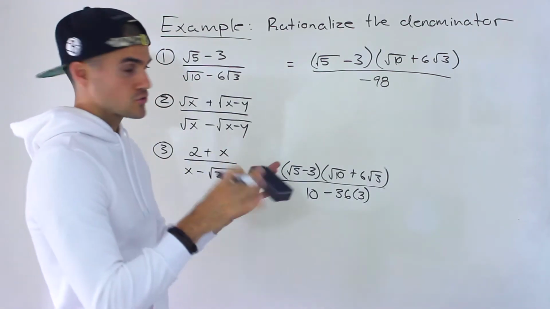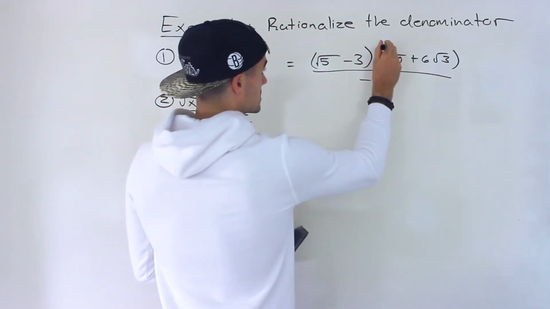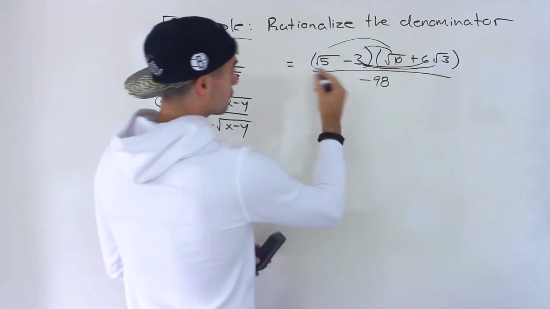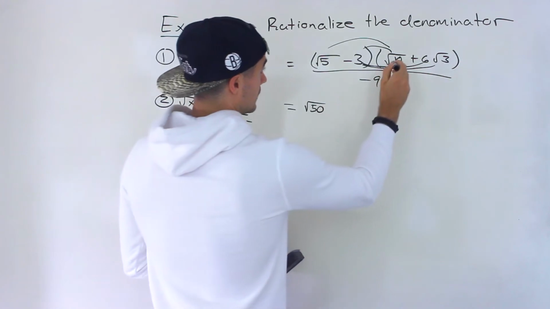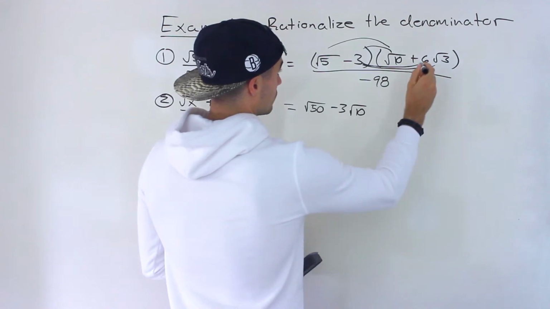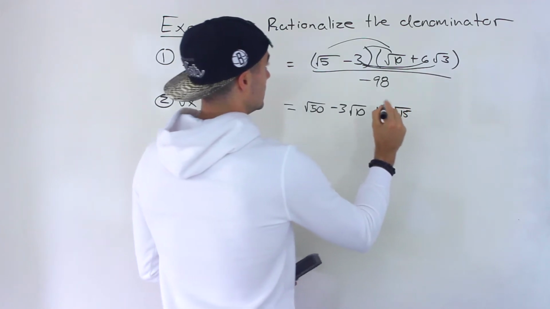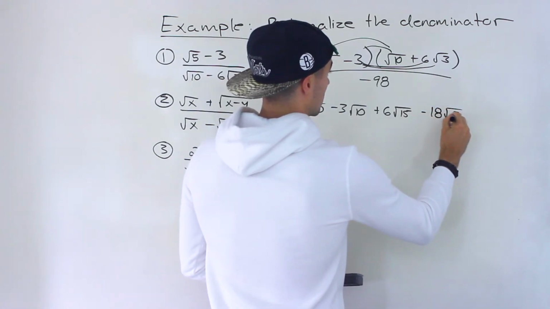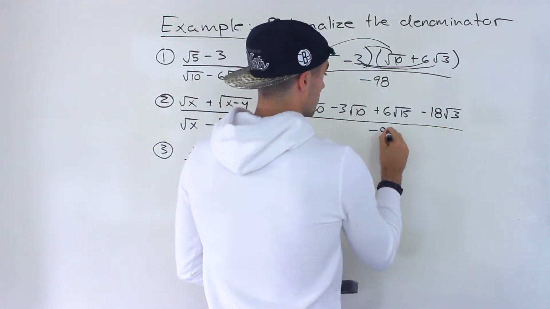Right? So if this is a multiple choice question, this is one format it may be in. But as I mentioned, you always want to expand because you never know if things will simplify further. So we've got to FOIL this out. So root 10 times root 5 would give us root 50. Then root 10 times negative 3 would give us minus 3 root 10. And then we would have 6 root 3 times root 5, which would give us 6 root 15. And then we'd have minus 3 times 6 root 3, which would give us minus 18 root 3, like that. And this, again, it's going to be all over negative 98.